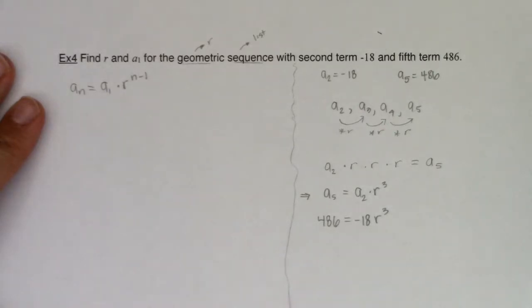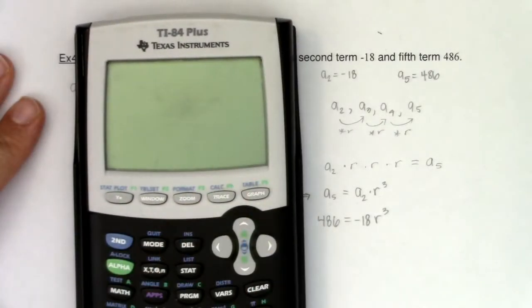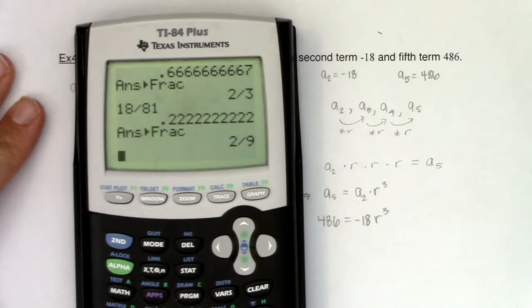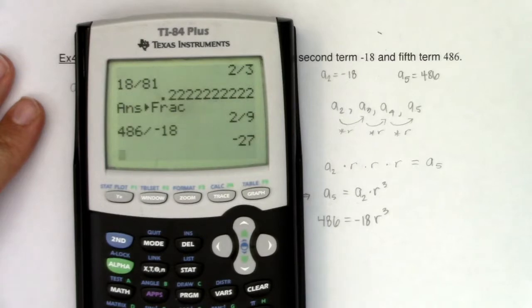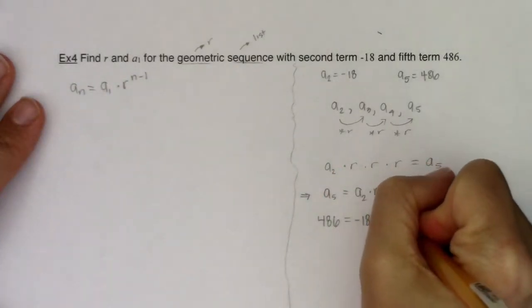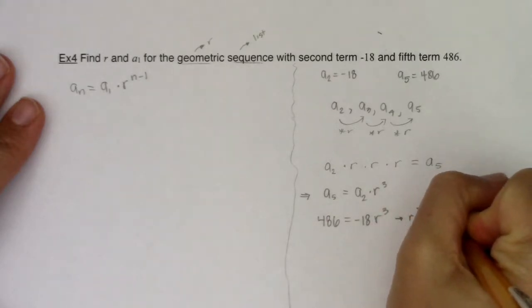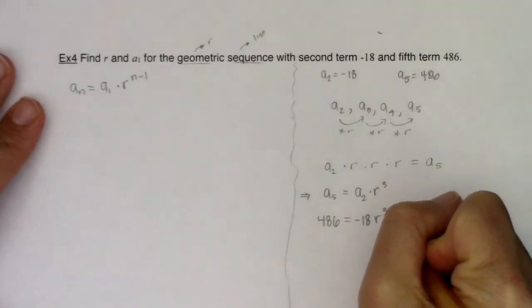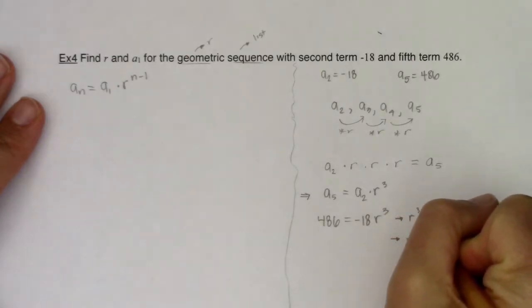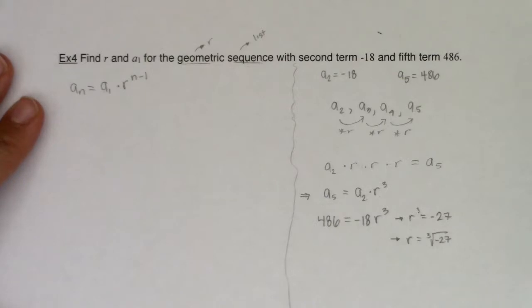Okay, so let me go ahead and divide both sides by negative 18. Let's see what we're getting here. So I'm gonna go ahead and do 486 divided by negative 18. So I'm looking at negative 27. So this is gonna tell me r cubed is equal to negative 27. So that will tell me that r is the cube root of negative 27. Or you could think of it as negative 27.